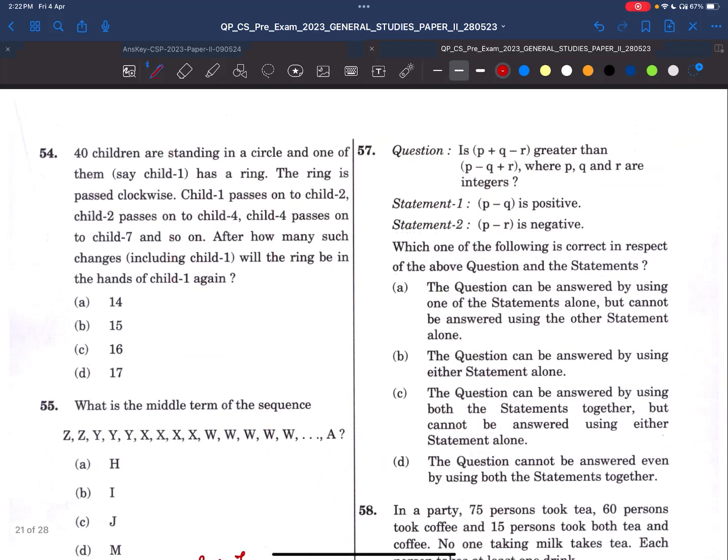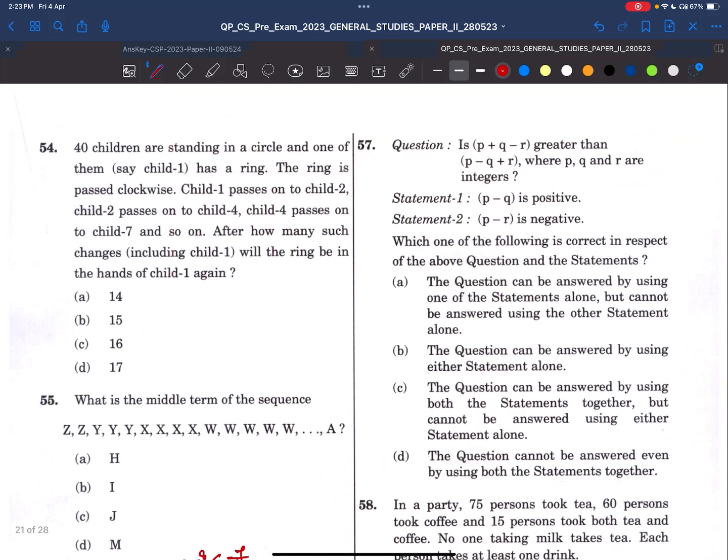Let's go to the 57th question. Is P plus Q minus R greater than P minus Q plus R, where P, Q and R are integers. Okay. That means they can take negative values, positive values, 0 also. What is the statement? P minus Q is positive. That means P greater than Q, right? Then only P minus Q will be positive. Now, statement 2, P minus R is negative. That means R greater than P. Here, P greater than Q, no?